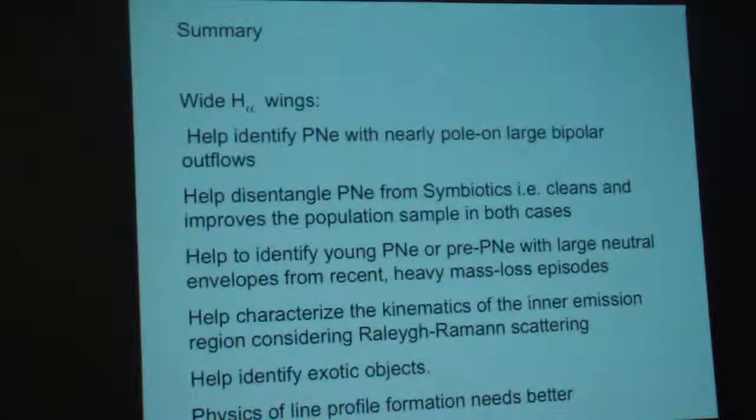And finally, the wide H-alpha wings help identify planetary nebulae with unipolar or large bipolar flows. Help disentangle planetary nebulae from symbiotics, so it helps us to clean and include populations happening in both cases. Help identify young or pre-planetary nebulae with large neutral envelopes from recent mass ejection. And help characterize the kinematics of the inner emission region and the posterior Rayleigh scattering. And help identify the separate objects. Well, thank you. I'll just leave it there.